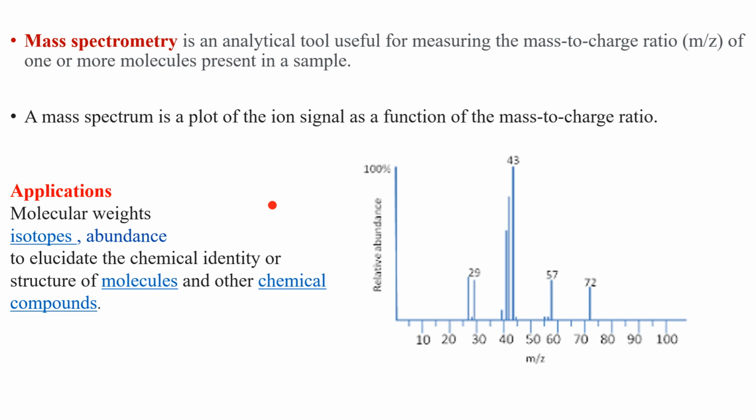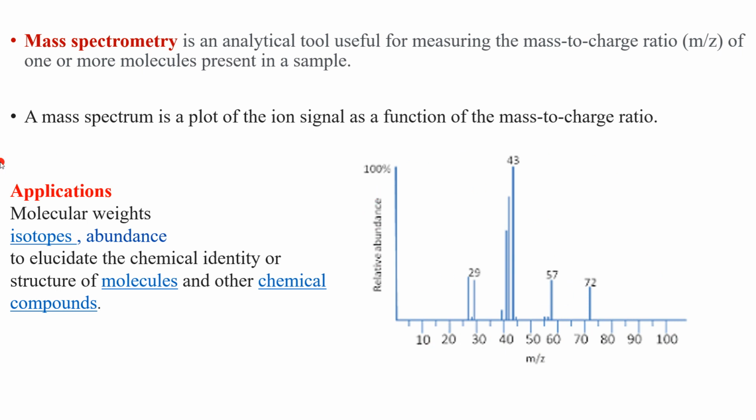Okay, so mass spectroscopy is an analytical tool through which we determine the mass of a particular compound. So it's basically used for measuring the mass to charge ratio of the molecules. And a spectrum, what is a spectrum? It's a graph of relative abundance versus mass to charge ratio. So this is a graph of mass spectroscopy which is produced, and these are the fragments. So we will see what exactly they are.